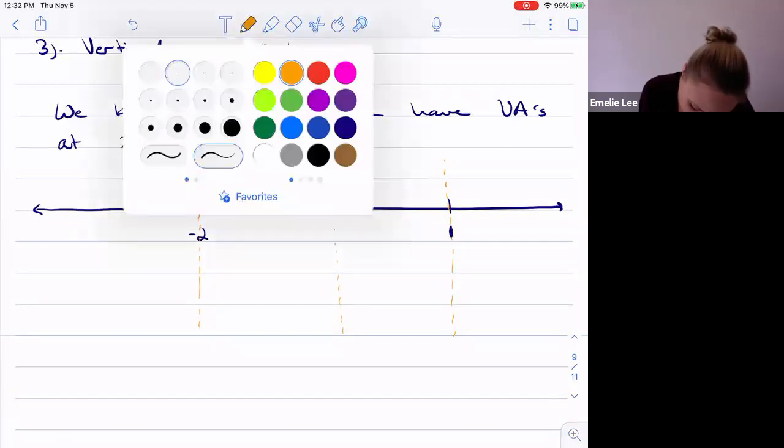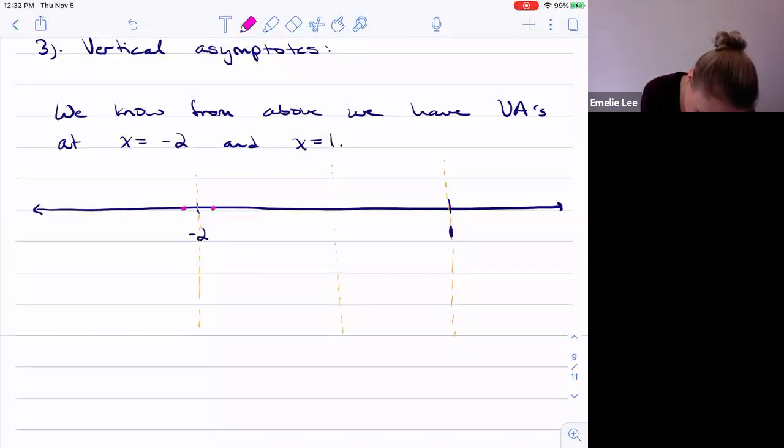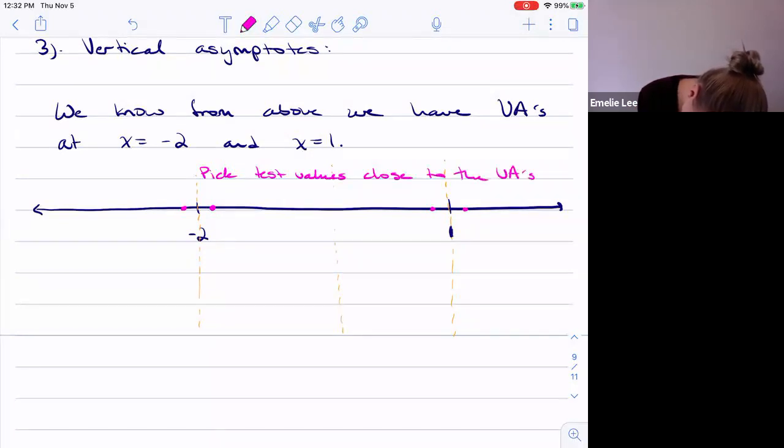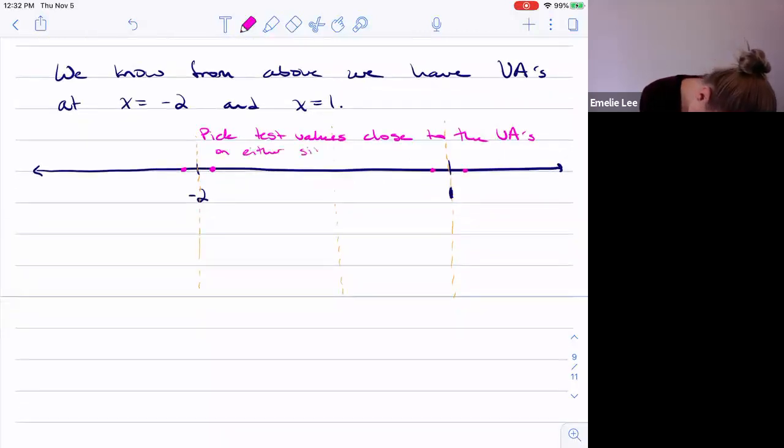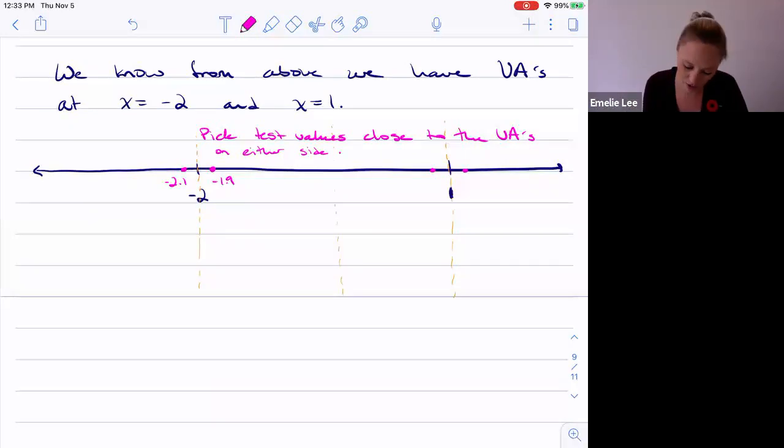So up here, what you can do is just pick test points close to the asymptote, on either side. Pick test values close to the vertical asymptotes on either side. For example, on the number line, remember, this might be -2.1. It's increasing on the negative side. This might be -1.9. You can pick any values, but just make sure that you're coming in from the right direction and coming up on -2. Same thing with the 1. So maybe this is 0.9 and this is 1.1. I always just like to move us a smidge off of the vertical asymptotes.